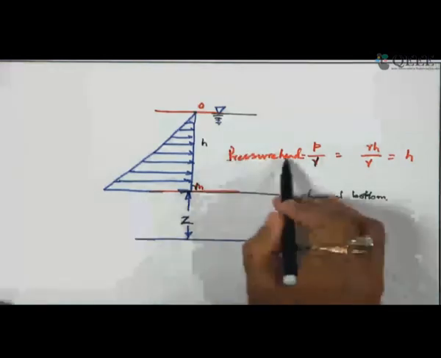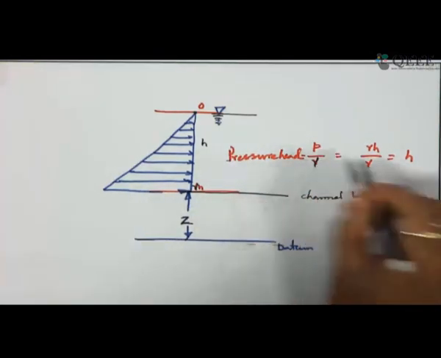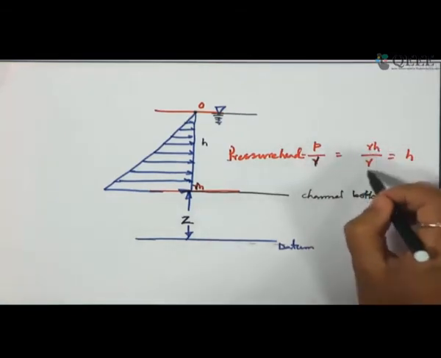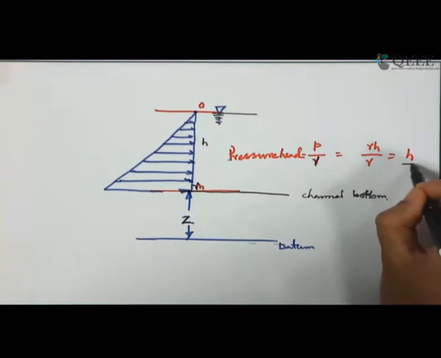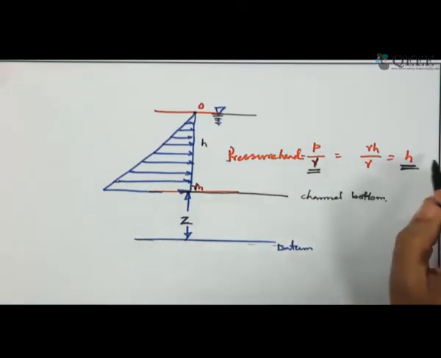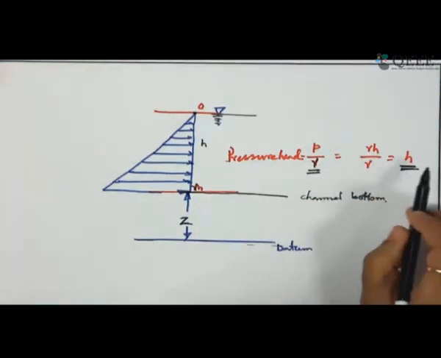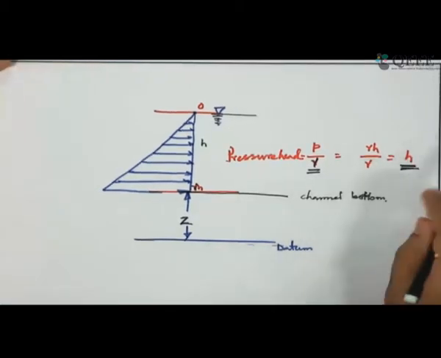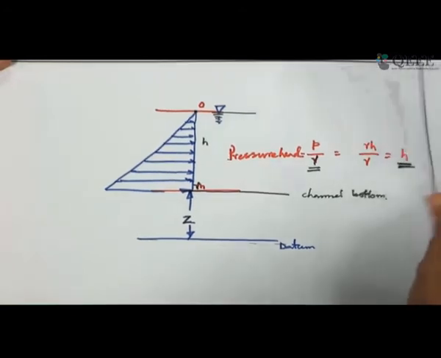Now this pressure head is P by gamma. We can write this pressure as gamma h divided by gamma. So this is the pressure head, and this is the depth of flow. Thus these two quantities are equivalent. I hope this answers your queries.